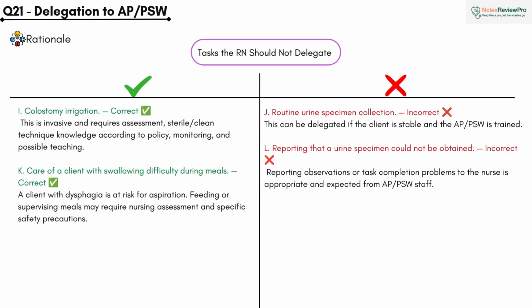Option J is incorrect because routine urine specimen collection can be delegated when the client is stable and the AP or PSW is trained. Option L is also incorrect because reporting that a urine specimen could not be obtained is appropriate. Reporting observations and task problems is expected from AP or PSW staff.